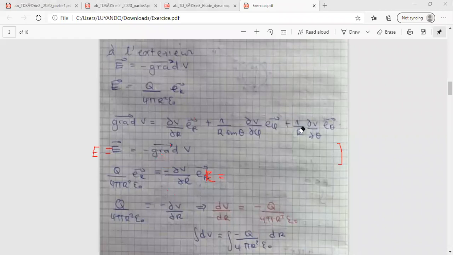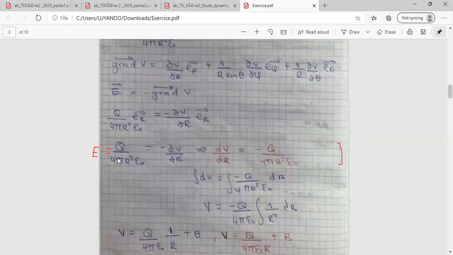So our whole expression will be negated, but in the field expression we don't have a component in the direction e_phi, and we don't have one in the direction e_theta. So we're just going to deal with the direction e_r. This is equal to the negative of our grad V. The e_r on both sides can cancel. That's some simple math. What we're going to remain with is Q over 4 pi r squared epsilon 0 is equal to negative dV over dr. Are we together there?